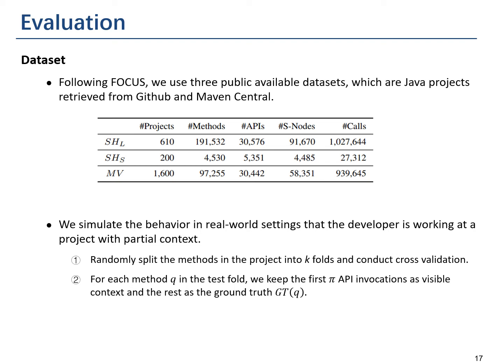First, we randomly split the methods in a project into k folds and conduct cross-validation. Then, for each method Q in the test fold, we keep the first pi API invocations as visible context and the rest as ground truth.